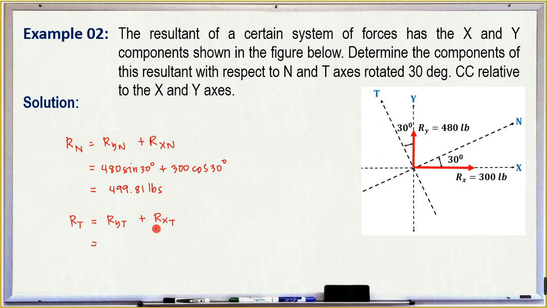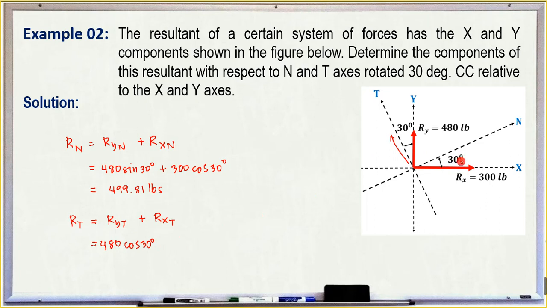And then for RT, we have RYT plus RXT. Now, dapat mindful ka sa sign. For RY, upward siya. So, walay problema, no? So, that is 480, and that is sine. Okay. I mean, not sine, cosine. Kay along T man. So, cosine of 30 degrees. So, along T man. So, kani siya, cosine na siya.